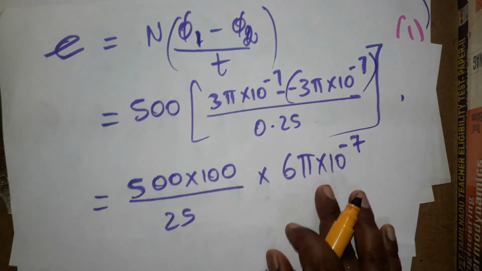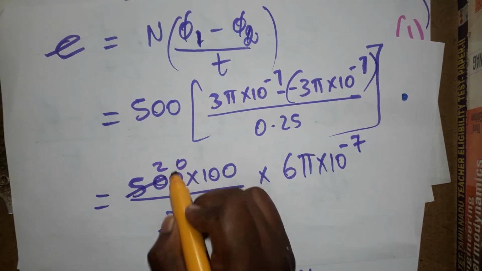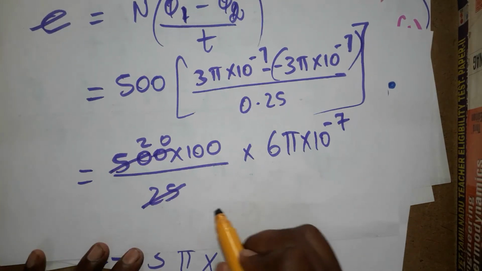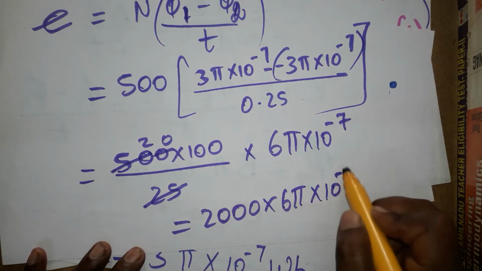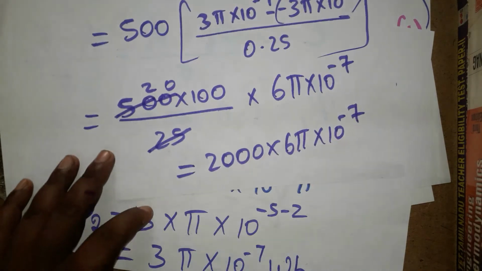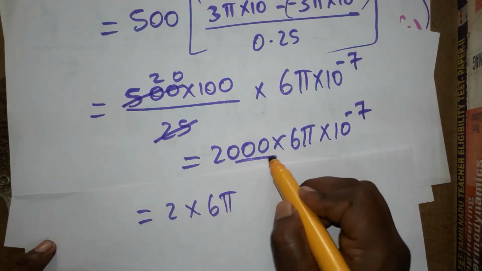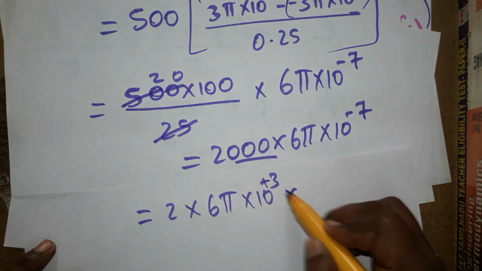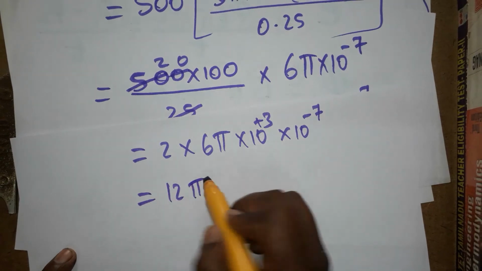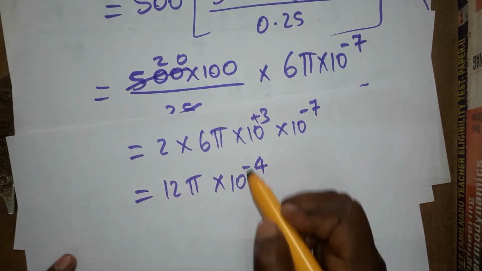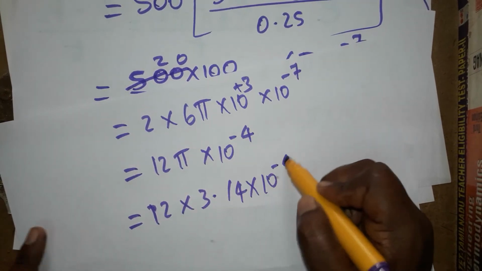Okay, 25 in 50 tables, 2 times, so we'll get 20 into 100, 2000. So 2000 into 6 pi into 10 power minus 7. The answer for it, see here, 2 into 6 pi into these 3 zeros, we can write 10 power plus 3 into 10 power minus 7. So we'll get 12 pi into 10 power minus 4. So 12 into 3.14 into 10 power minus 4.